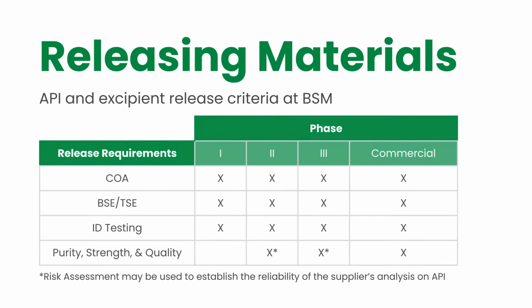The requirements for raw material release differ at different phases of drug investigation and development. The CFR does allow for reduced testing of materials used for phase 1 drug product manufacturing. These exemptions do not apply at later phases.